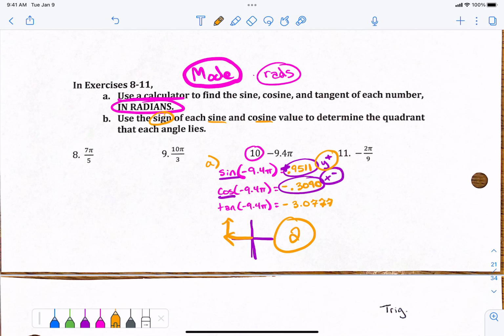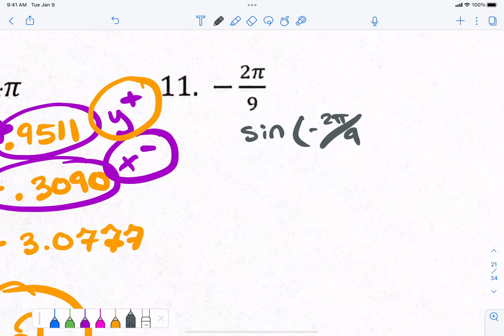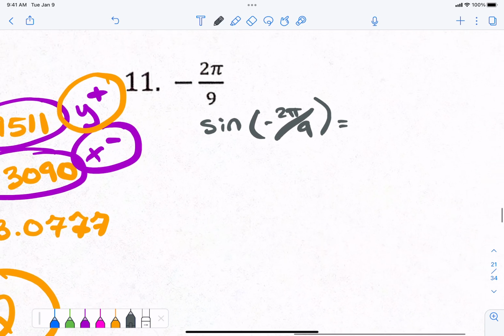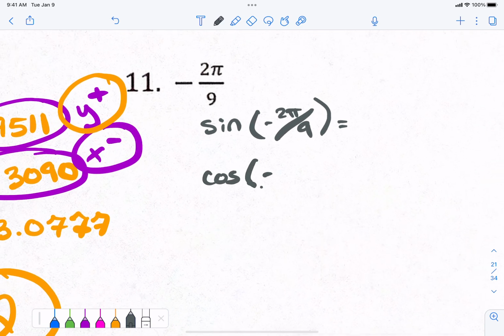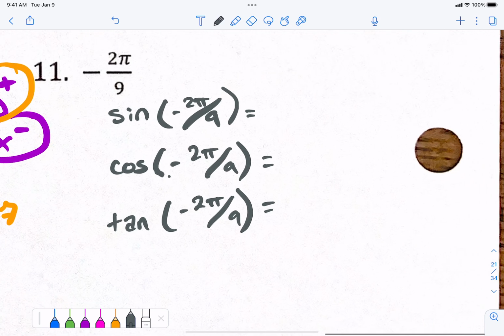Sure. Which one? 11, sure. Okay, you are still going to be in radians. You need to do sine of negative 2 pi over 9. I would just use the divided by symbol, 2 pi divided by 9. Then cosine of negative 2 pi divided by 9. And then tangent of negative 2 pi over 9. Somebody do those and give me those numbers if you have them.